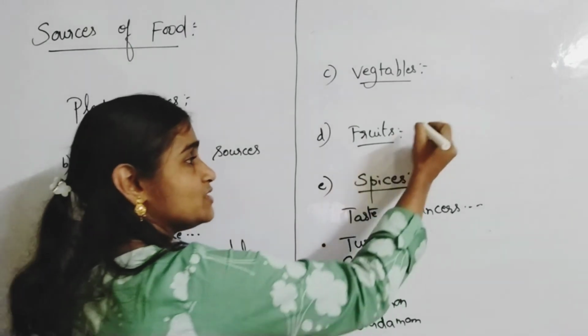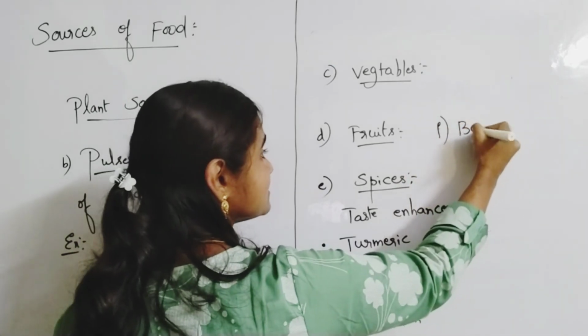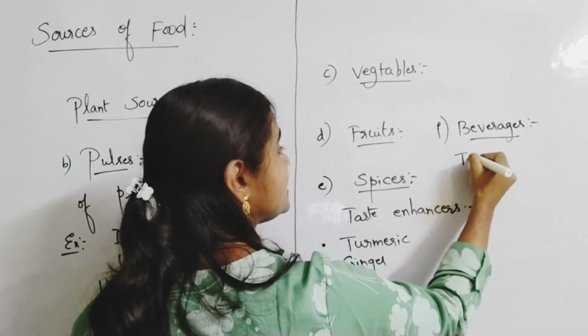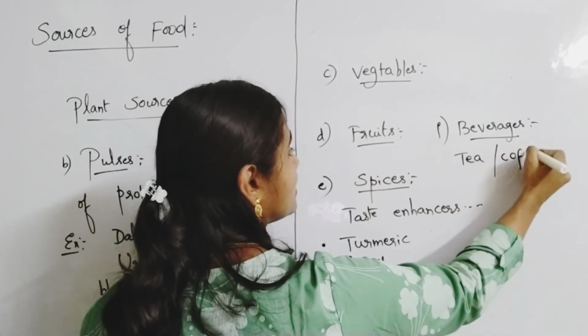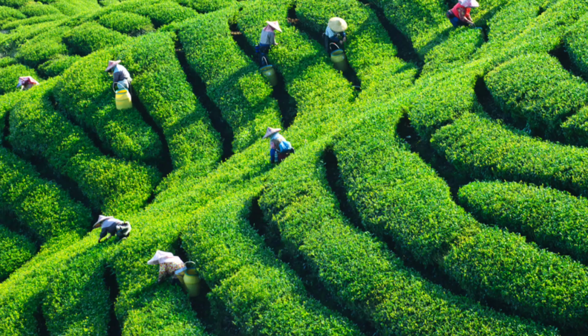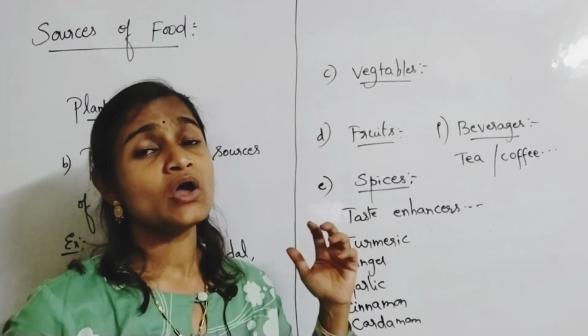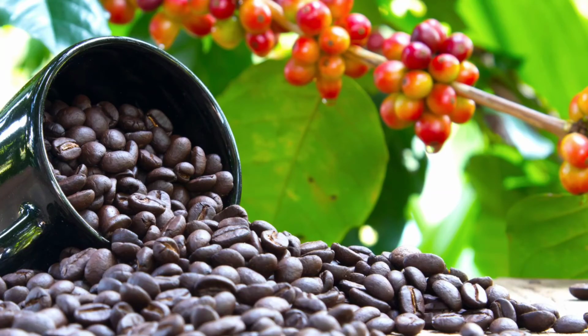Okay, and next I will tell you about beverages. Beverages like tea and coffee. Tea is obtained from the leaves of the tea plant, and coffee is obtained from coffee seeds. You can see in the picture, right?